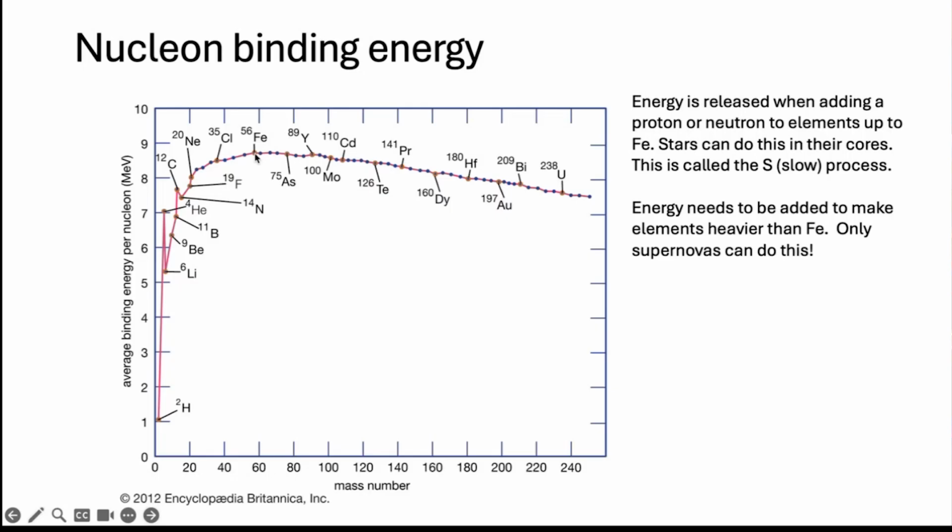So you can get up to iron in the core of certain stars, but you can't get beyond that because the binding energy per nucleon is lower than that of iron. So you can't generate more of these and drive fusion in the core of a star. Instead, you have to go through a supernova.